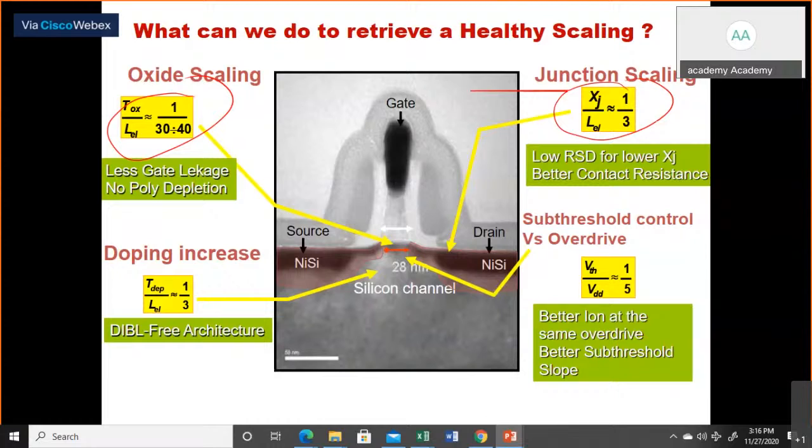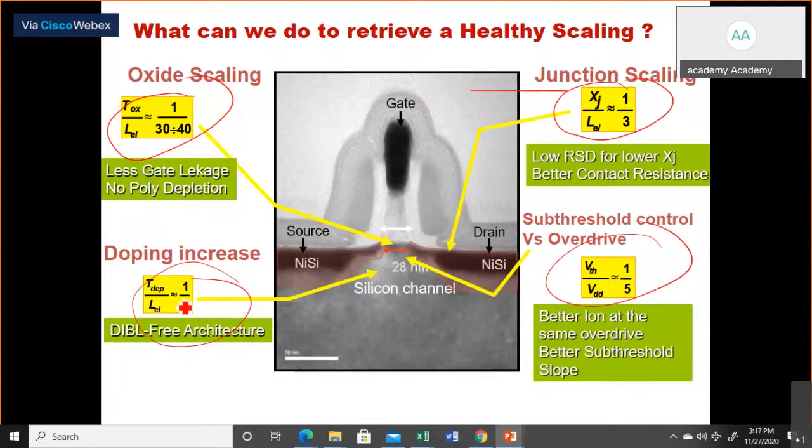Short channel effect we discussed earlier. The most common problem in scaling of a device is leakage current. To avoid and reduce the leakage current, these are the philosophies that have been explored in the literature of MOSFET. Substrate control will be required. VTH and VDD should be in the range of 1 to 5.